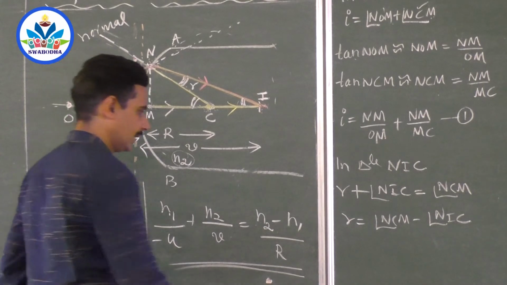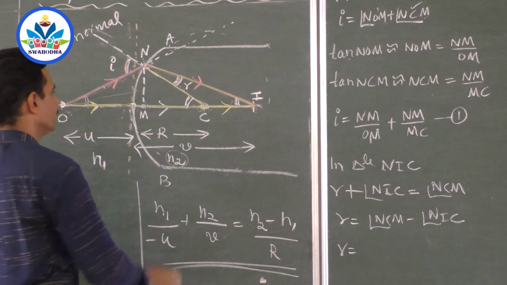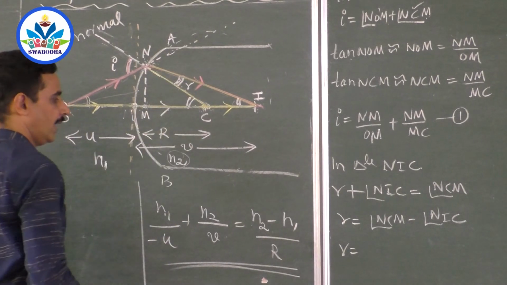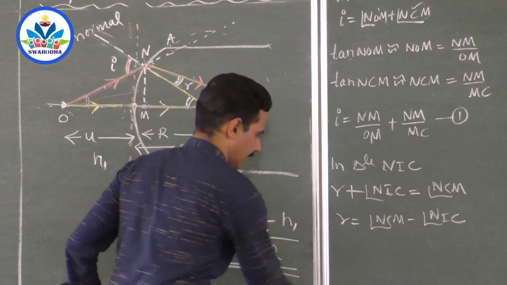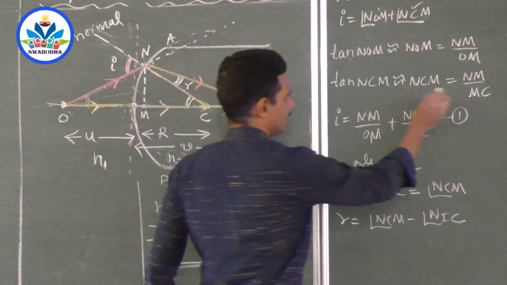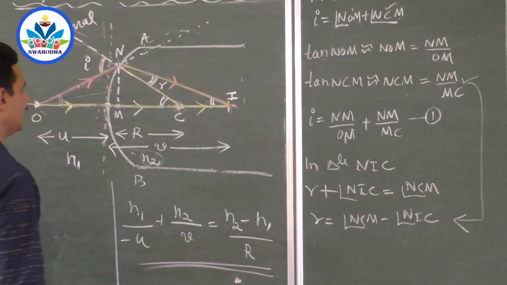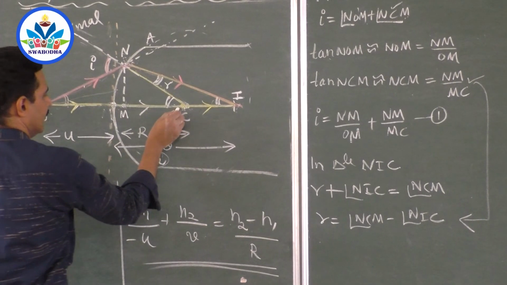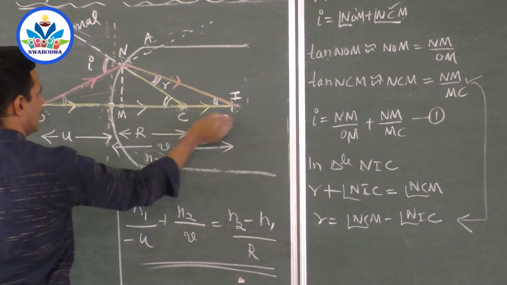Now r is equal to angle NCM. We have to get this now. We will take tan NCM as we did here. We are ready with tan NCM, which is equal to NCM, so we have it here and you can use it here. But we don't have angle NIC, and it is also equal to NIM. Am I right? Tan NIM and NIC are equal.